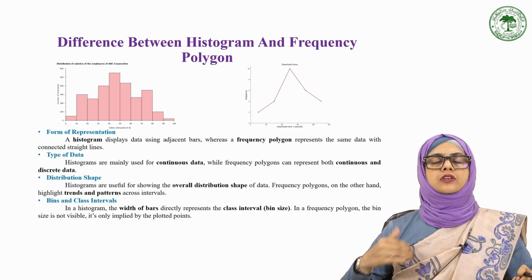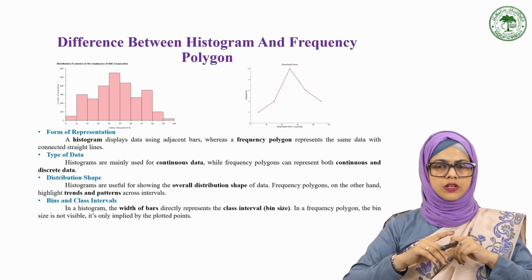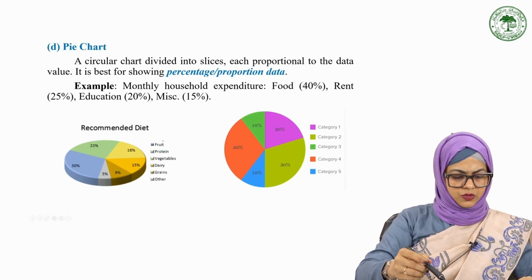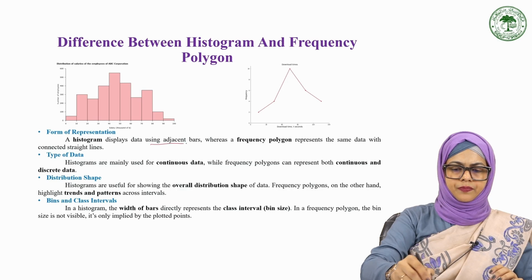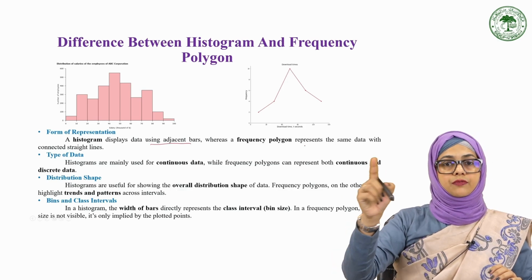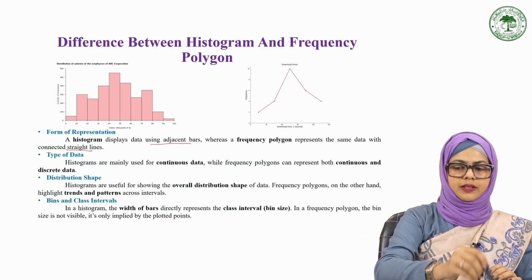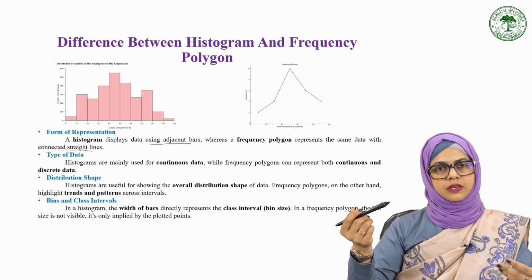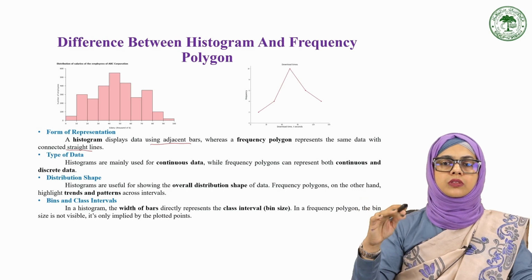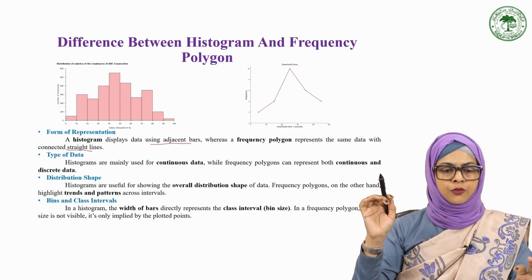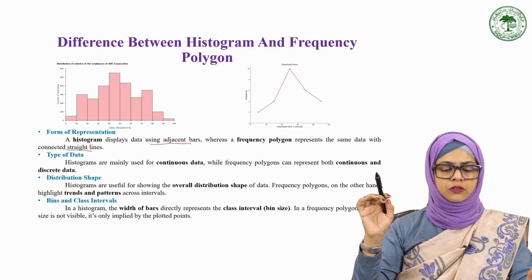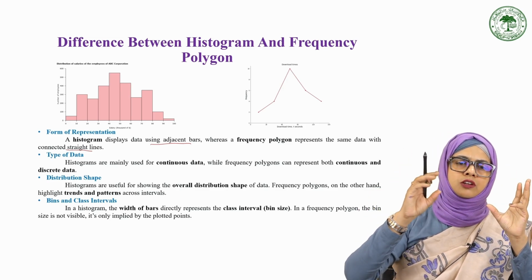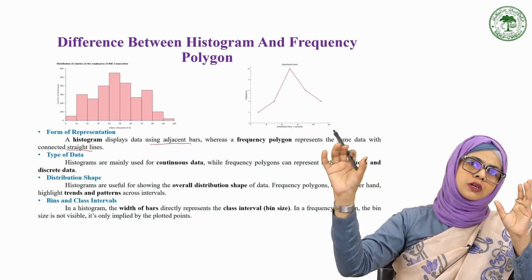So what is the difference between histogram and frequency polygon? If you look at the histogram, it usually displays data using adjacent bars, whereas a frequency polygon represents the very same data connected with straight lines. So histograms are mainly used for continuous data, while a frequency polygon can present both continuous and discrete data. Now, the histogram shows the overall distribution shape of data, while the frequency polygon only shows the trends and patterns across the intervals.